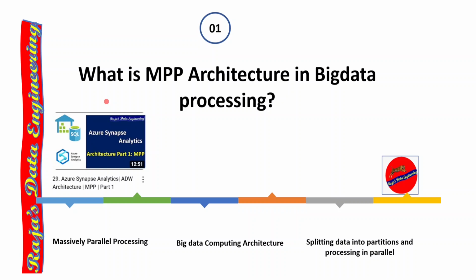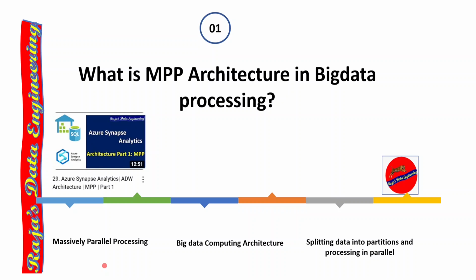Right, coming to the first question, what is MPP architecture in big data processing? So we have to start like this: MPP stands for massively parallel processing. And what is MPP? MPP is one of the big data computing architectures. We might have heard about architectures for different solutions, but MPP is one of the architectures for computing platforms, which means in case we have to process a huge amount of data, then MPP will split the huge amount of data into multiple partitions.